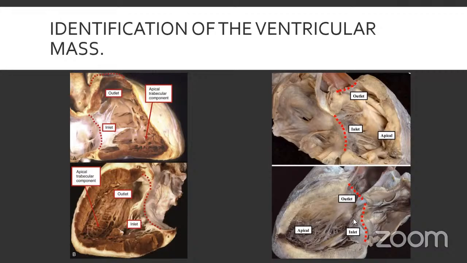Similarly, on the right side, same thing. These trabeculations are much coarser than those of this other chamber. This is the right and this is the left.